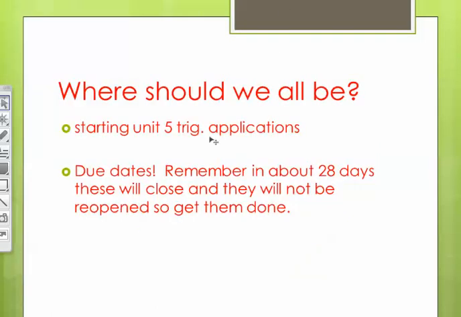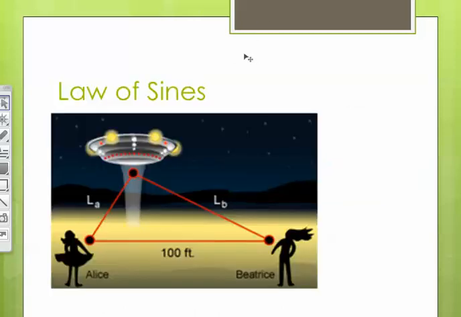So we're taking up a new topic in Unit 5. It's still dealing with the trig applications. Remember, we're looking at triangles. We're looking at triangles that are wrong triangles. They're not right triangles, okay?